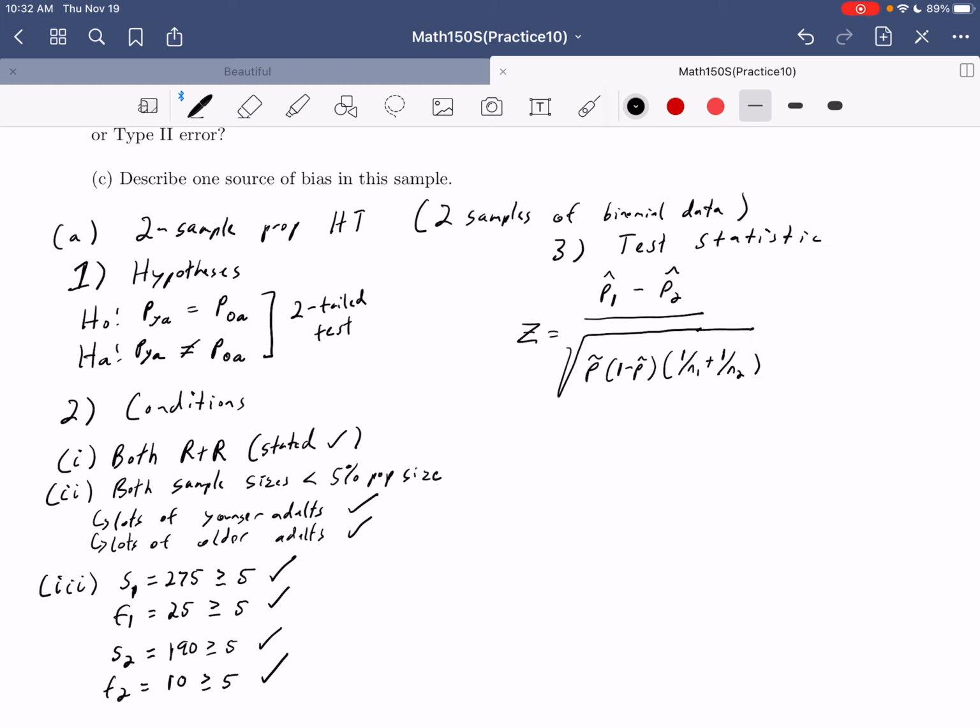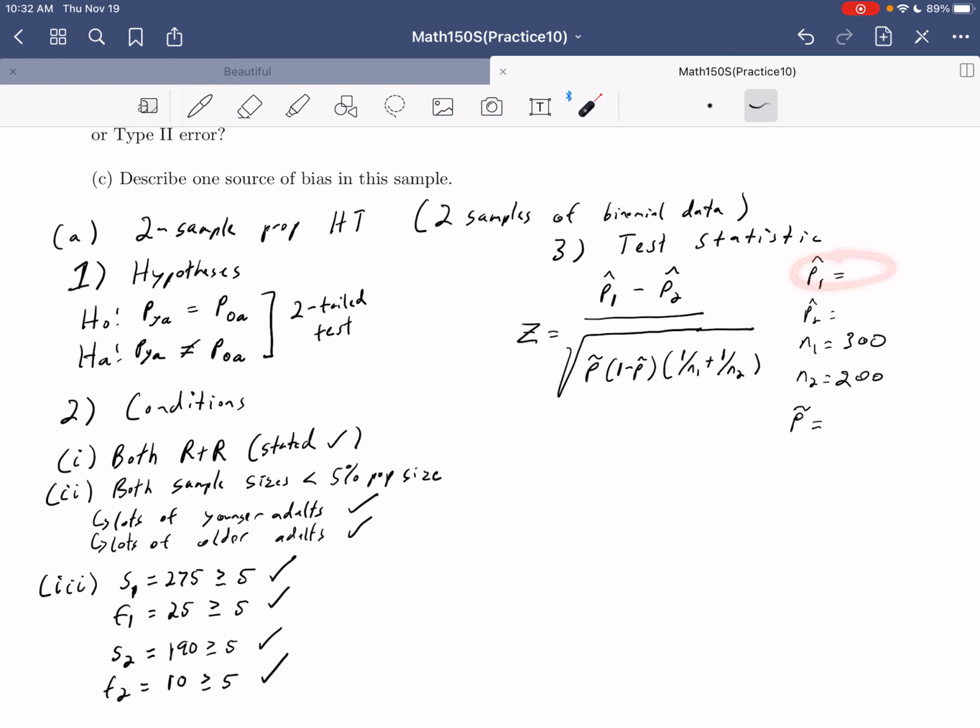A lot of things we need to know. We need to know P1 hat. We need to know P2 hat. We need to know N1. We need to know N2. And we need to know P tilde. So let's remember how we can get all of these. So a couple of them we've already talked about, N1 and N2. We know the sample size for the first group, which is the younger adults, was 300. And the sample size for the older adults was 200.